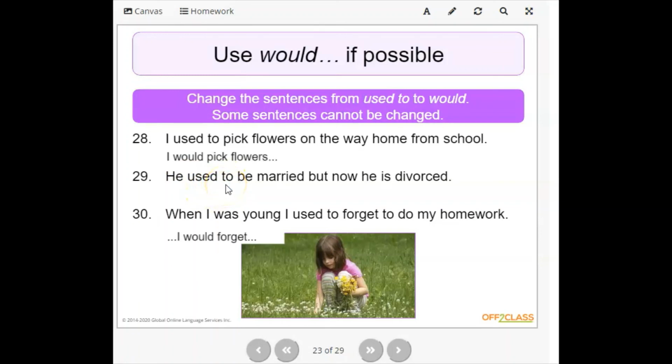Okay. This is a habit, right? I used to forget to do my homework when I was young. That's a habit. So we can also say I would forget to do my homework when I was young.